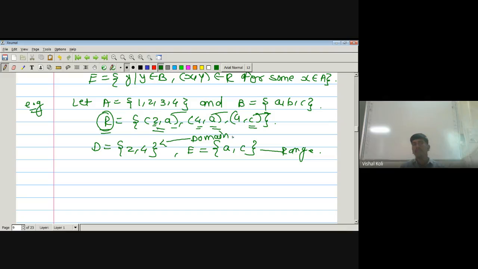So in this way, we can find out the range and domain of a given relation if we are provided the sets and the corresponding relation. Okay.